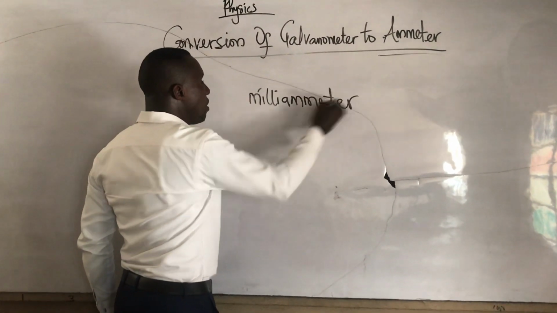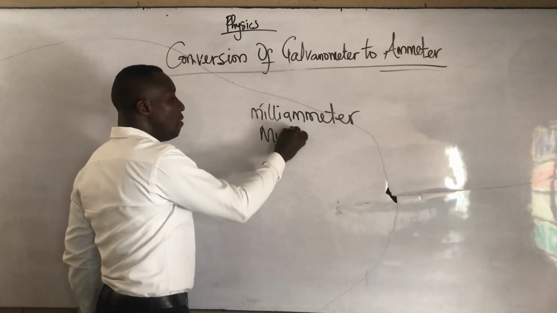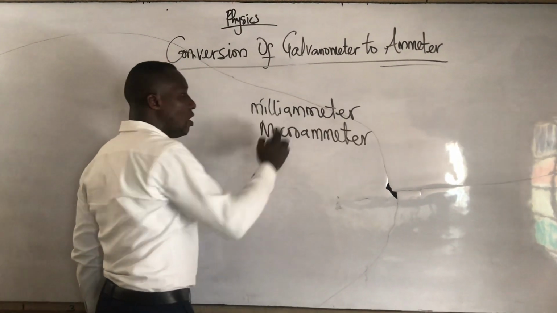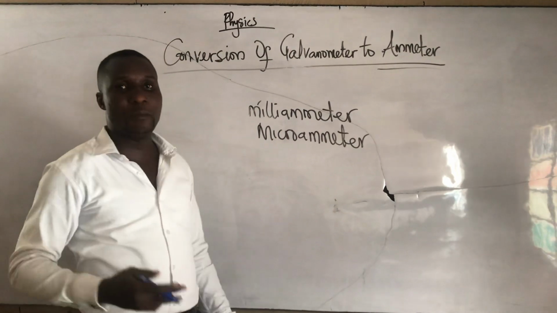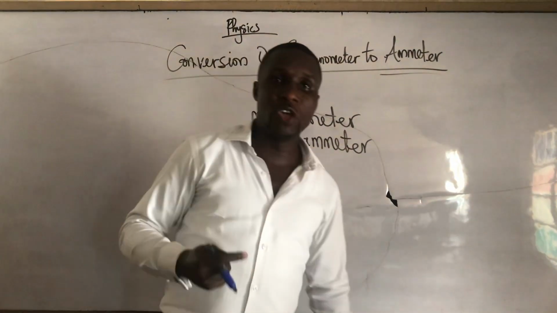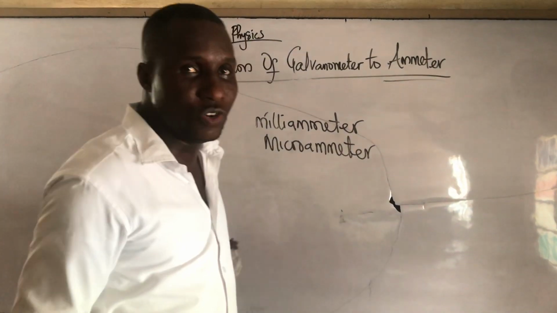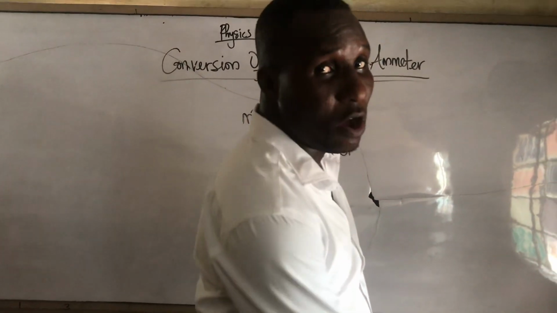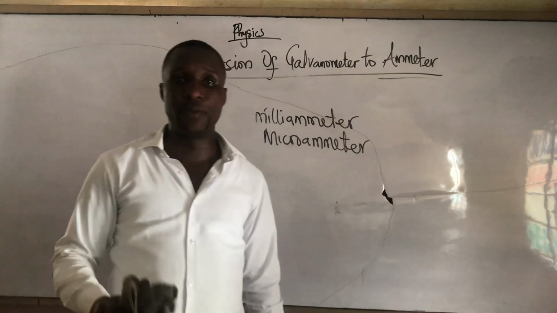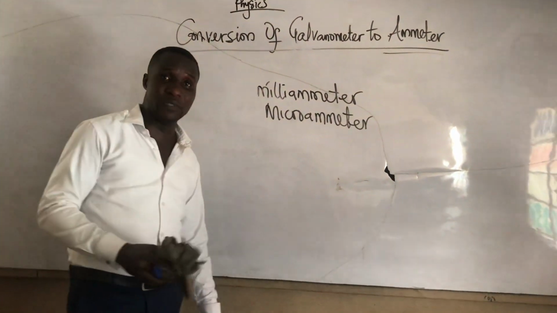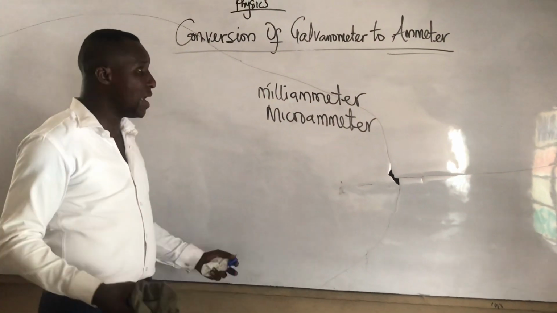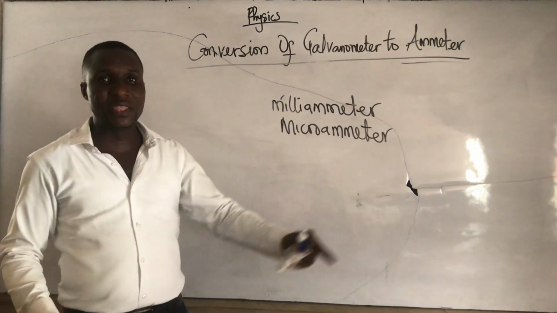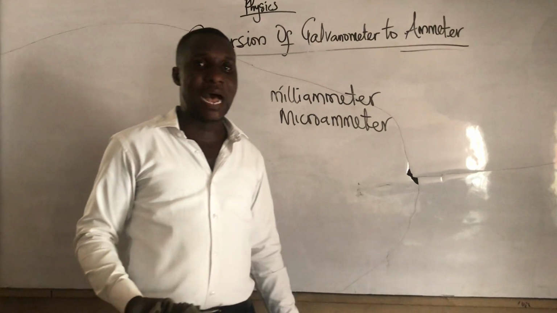or microammeter. A galvanometer can also be called milliammeter or microammeter because the current that flows through a galvanometer is given in milliampere or microampere. That's why galvanometer can be called milliammeter or microammeter.